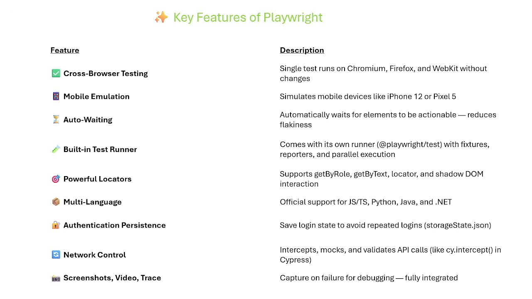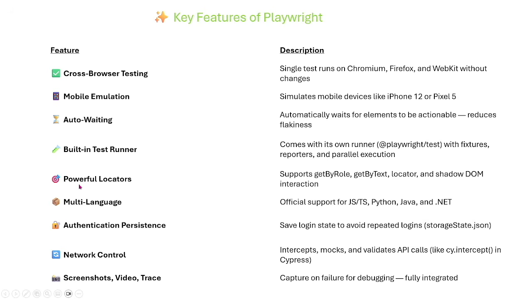Key features of Playwright: cross-browser testing. A single test runs on Chrome, Firefox, and WebKit without change. Mobile emulation: simulate mobile devices like iPhone 12 or Pixel 5. Auto-waiting: automatically waits for the elements to be actionable, reduces flakiness. Built-in test runner: it comes with its own runner.